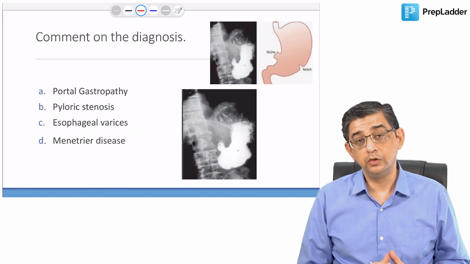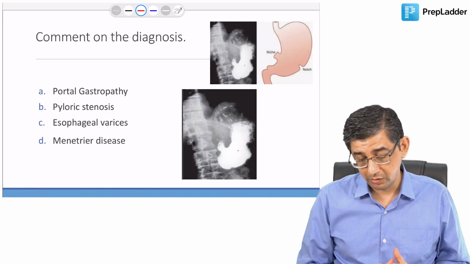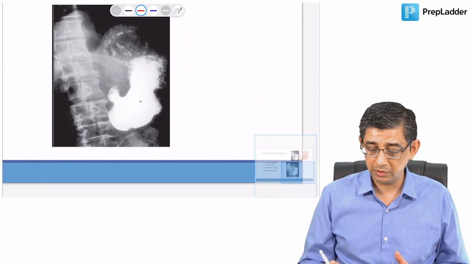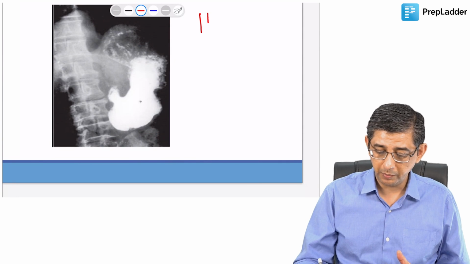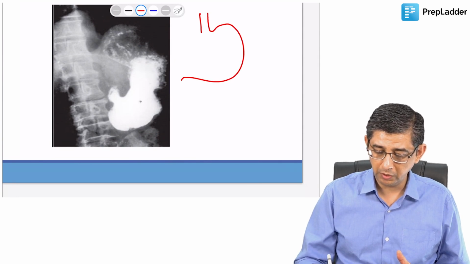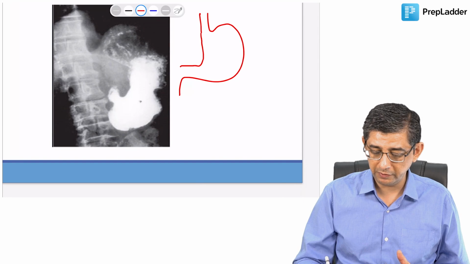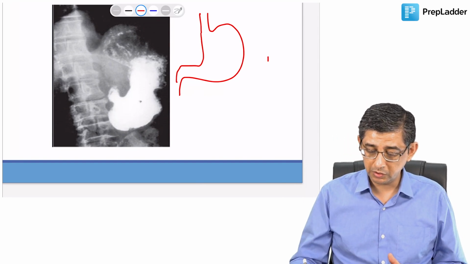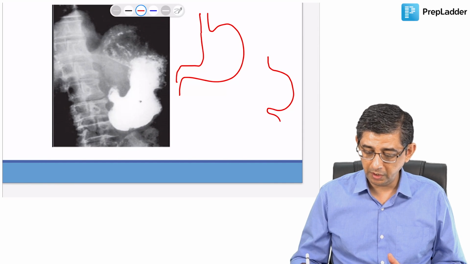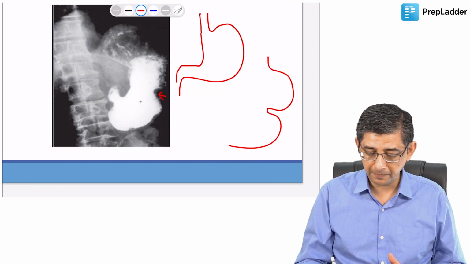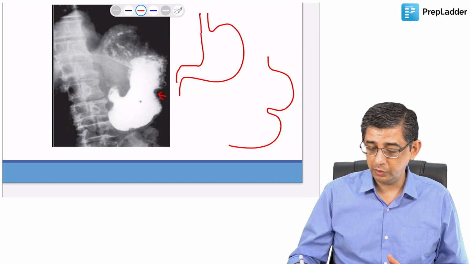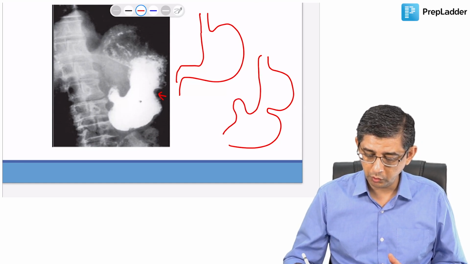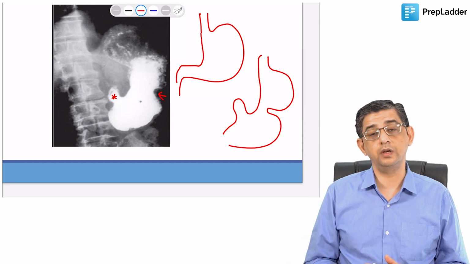The next question talks about comment on the diagnosis, and obviously you could make up something which is the shape of the stomach. Normally, the stomach shape would be like this. You would have the greater curvature, the lesser curvature, then the pylorus, and then the antrum. But in this case, there is a gross distortion. See, there is definitely a nick in the greater curvature, you can see here. And at the same time, in these patients, even the lesser curvature, you can see something like a mushroom here.